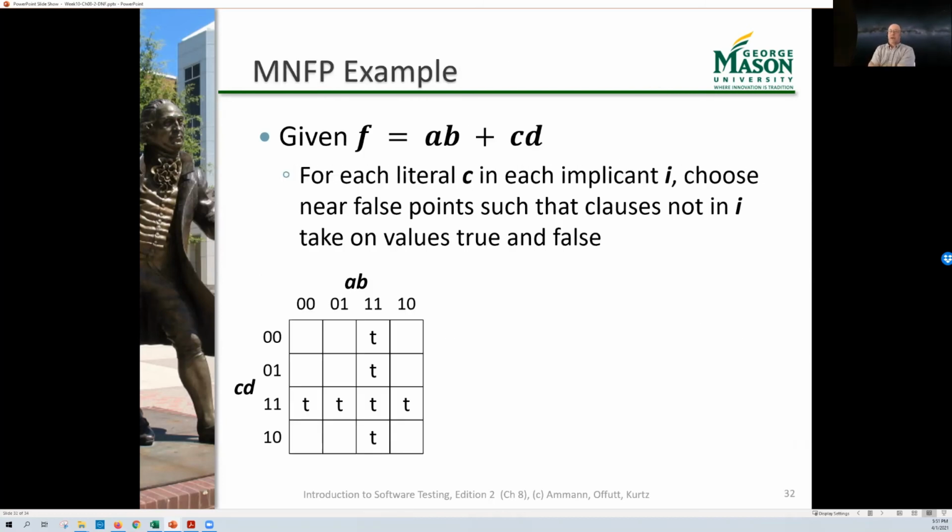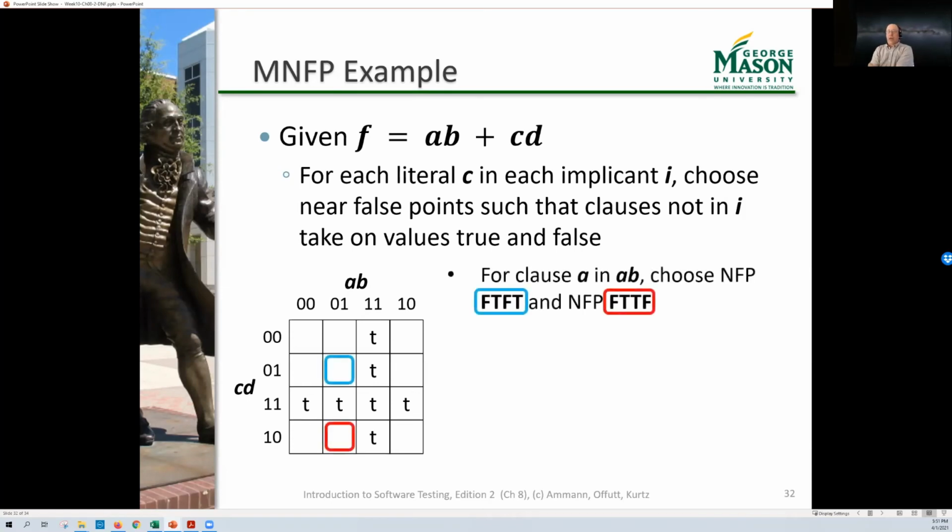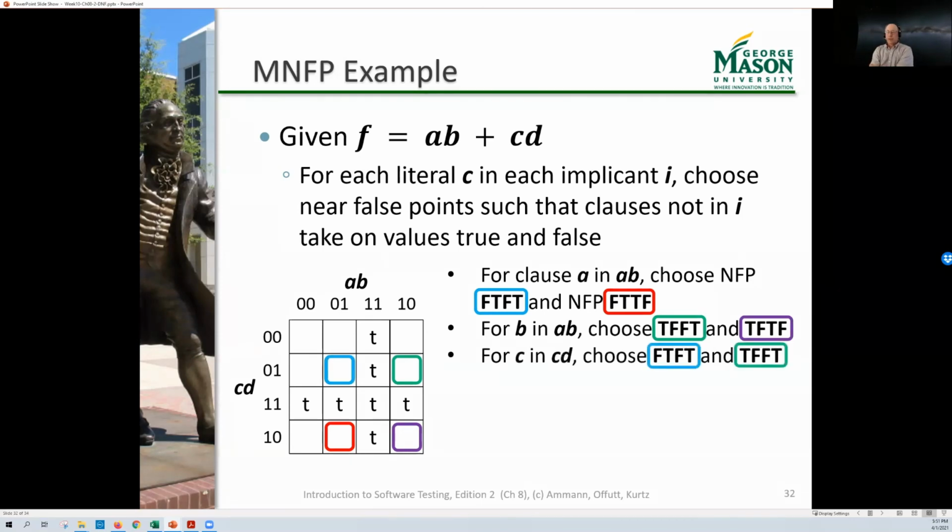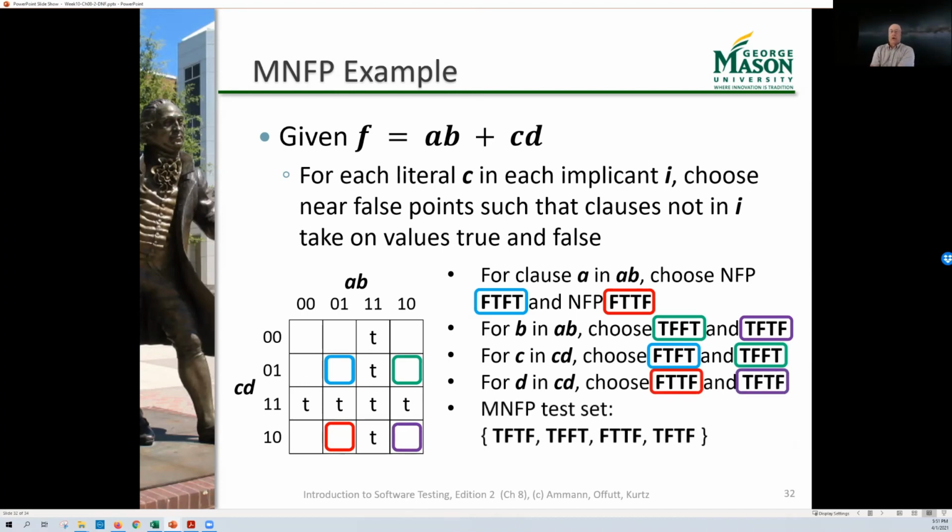Let's take a look at an example. We want to look at each literal in each implicant, and find near false points so that the clauses that aren't in the implicant take on values true and false. So for A in AB, we could choose perhaps these two near false points. And for B in AB, we could choose these two near false points, because these points cause C and D to both take on values that are true and false. If we look at C, it turns out we're reusing the blue and the green. And when we look at D in CD, we're reusing the red and the purple. So we've done a pretty efficient job here, and we've found 4 test sets that satisfy multiple near false point coverage.